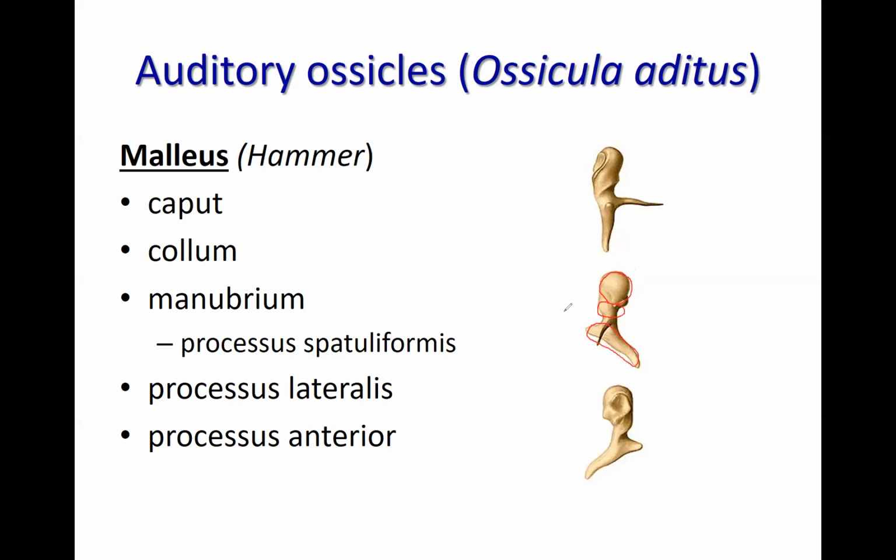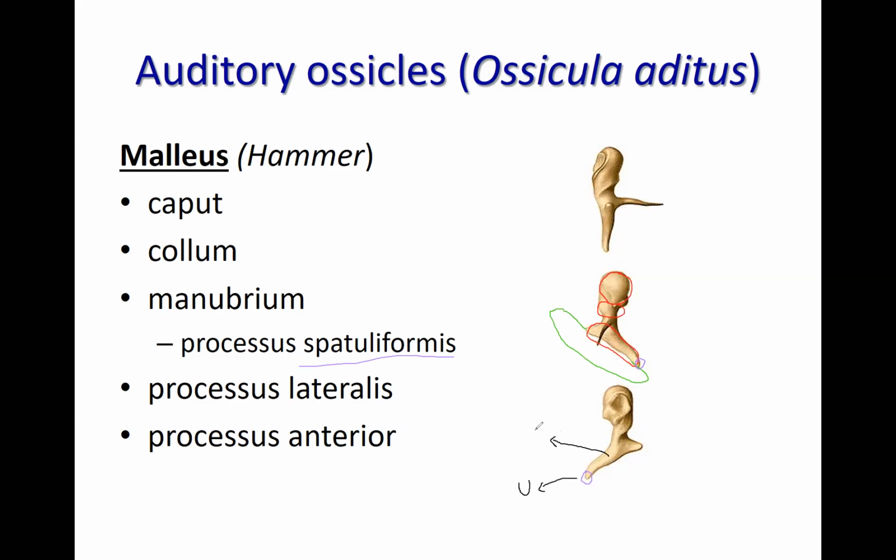The manubrium is grown together with the tympanic membrane firmly, so it's a syndesmosis. Then we have some smaller parts, the spatuliform process, the little spoon-like part, which is the very end here. It causes the umbo on the tympanic membrane. The manubrium or the handle causes the stria. And another, the lateral process, which is here or here, causes the prominence.